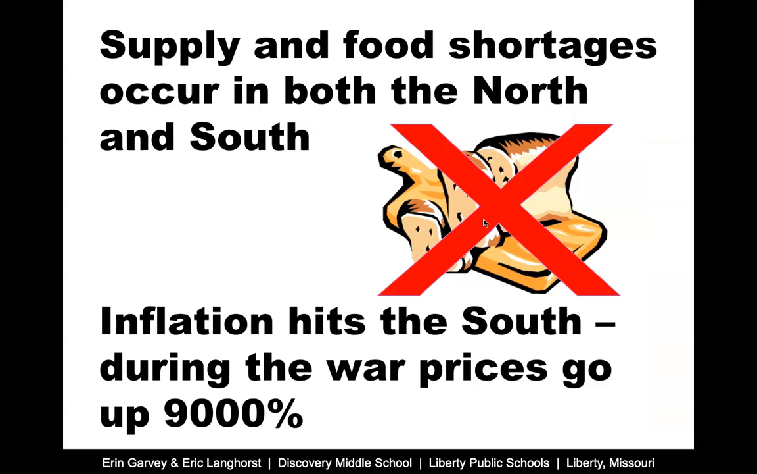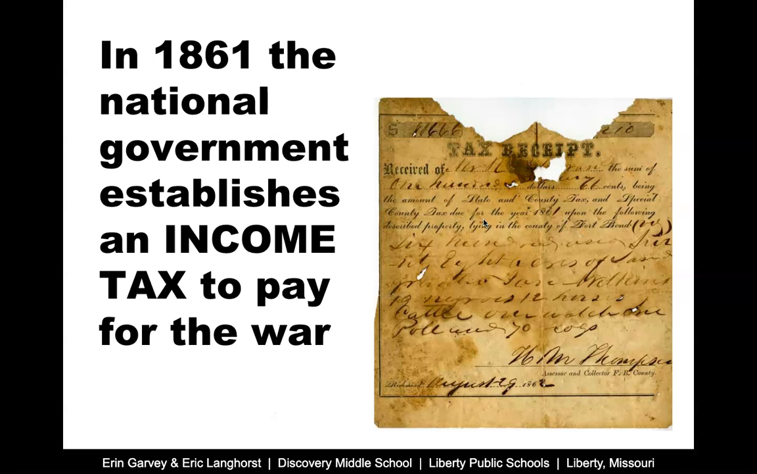Supply and food shortages start to occur in both the North and the South. Inflation hits the South especially hard. If a government just begins printing more and more money, there may be more money available, but the actual value of each dollar goes down. So during the war in the South, prices on some items go up 9,000%. So there might be a lot more money, but everybody then just raises the prices to reflect that everybody has more money to spend.